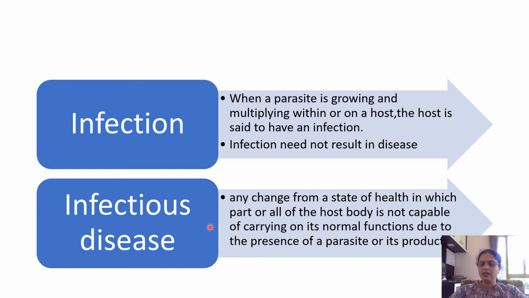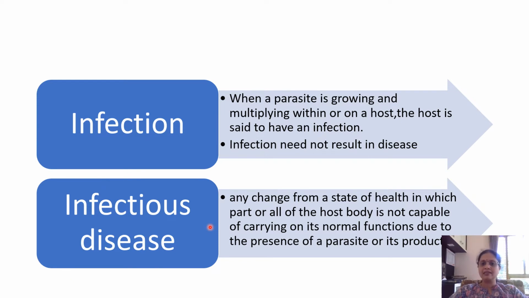Any change from a state of health in which part or all of the host body is not capable of carrying on its normal functions due to the presence of a parasite or its products. So as I said, simply speaking, when a normal function of the body is affected because of the parasite or its products, in the sense it could be a toxin or an enzyme or some kind of an antigen. Okay, so because of the presence of the parasite or its products, if the normal function of the body is affected, and if you start seeing symptoms, that is when we call it infectious disease.